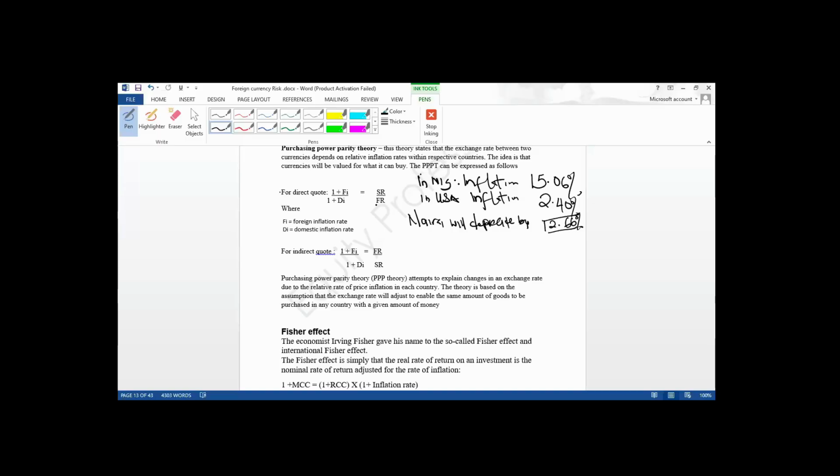Your FI, foreign inflation. Your DI, domestic inflation. FI means inflation in foreign country. DI means inflation in domestic country. Your SR, spot rates. Your FR, forward rates. The forward rates that you are planning to forecast. The forward rate you are trying to estimate.